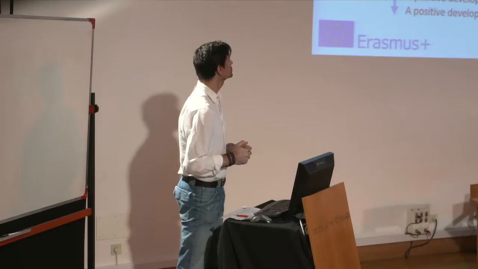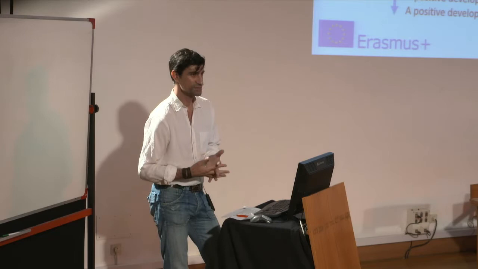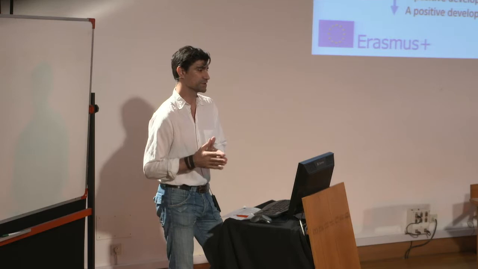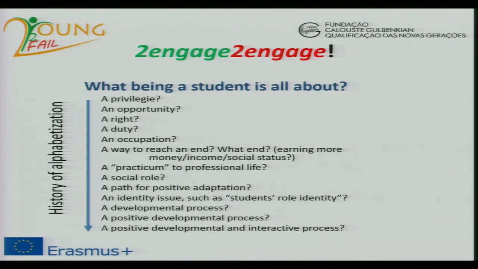So if we analyze the history of alphabetization, in terms of a systematic method that modern societies are taking to improve their common population's knowledge, being a student has changed. And in order for us to understand what engagement is all about, it's relevant to think a little bit about what being a student is all about.